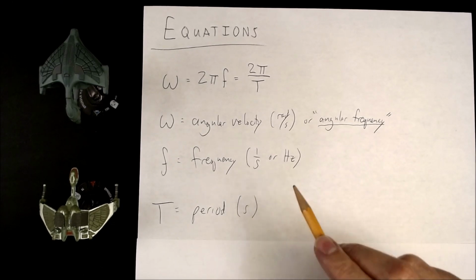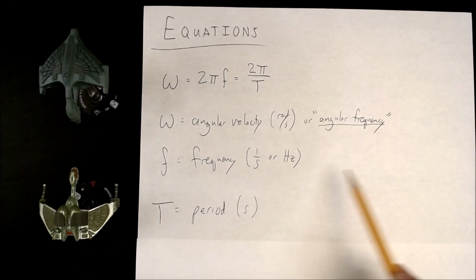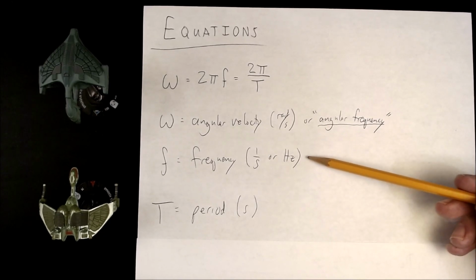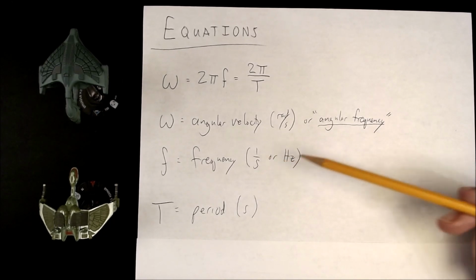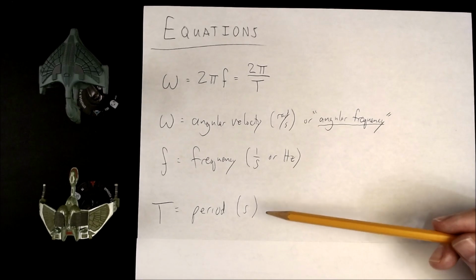Frequency is how many times per second something moves back and forth. So if it goes back and forth 5 times per second, then the frequency is 5 hertz. The period then would be 0.2 seconds. If it goes around 5 times in 1 second, then that means that one rotation, one full back and forth, should only take 0.2 seconds. That's the relationship between frequency and period. 5 hertz, or 5 revolutions per second, is the equivalent of 0.2 seconds for the period.